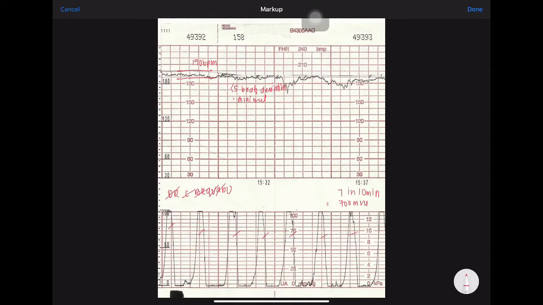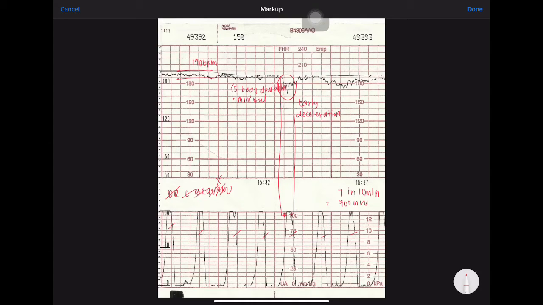Next will be accelerations. There is no accelerations in this CTG. Next will be the decelerations. There's one over here. And as you can see, it started together with the contraction and also recovered when the contraction stopped. It is considered as early deceleration.